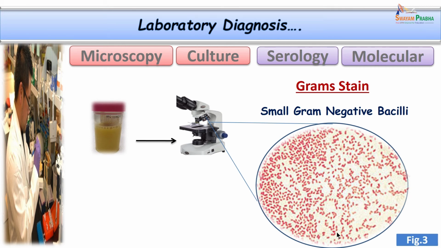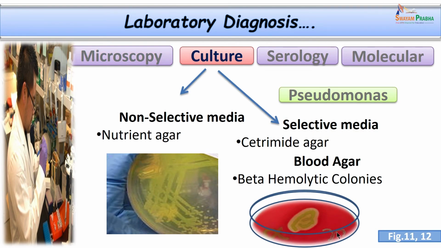If we make a smear and stain, we see the small gram negative bacilli. Gross examination of the sample is also a very important point. Then we culture the pus sample. We are going to grow it on non-selective and selective media. Non-selective media, as I said, in this particular picture we can see that the organism has grown on the simple medium that has produced the greenish diffusible pigment.